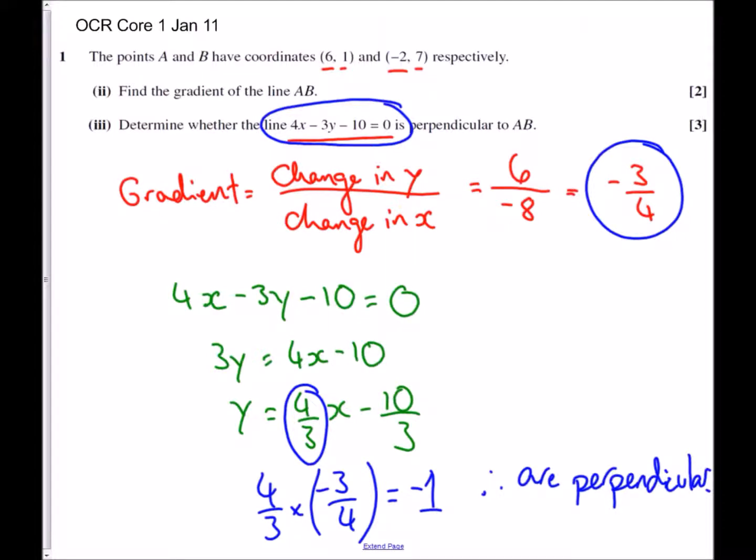Okay, so the key points from this video is that parallel lines have the same gradient and the gradients of perpendicular lines multiply together to make -1.